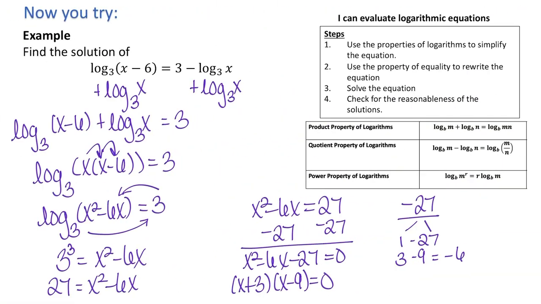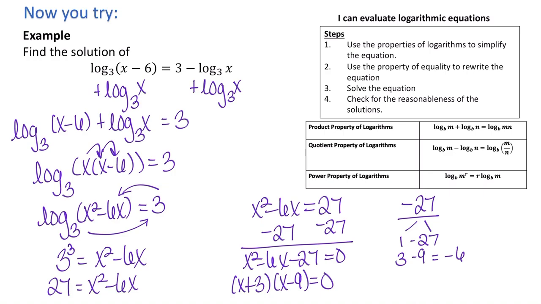In this one, I want to use log properties to condense down this equation. But since I have a log on both sides, I'm going to move them all to one side. Since this is a minus log base 3 of x, I'm going to add log base 3 of x to both sides. So I have log base 3 of (x - 6) plus log base 3 of x equals 3. Now I can condense them using the product property, which gives me log base 3 of (x squared minus 6x) equals 3.